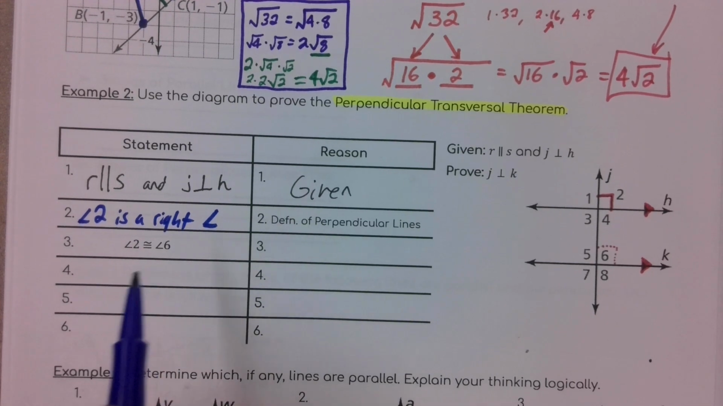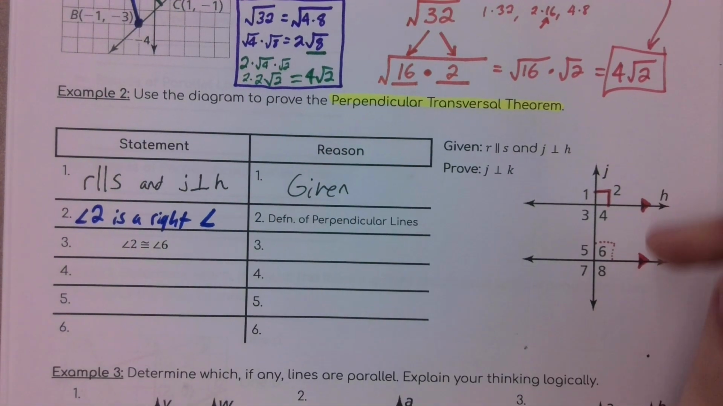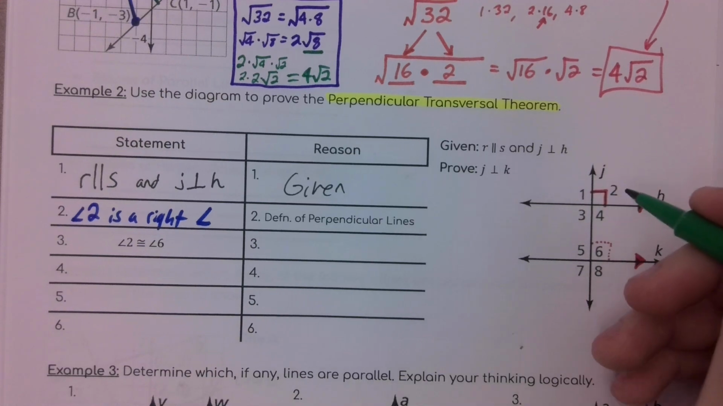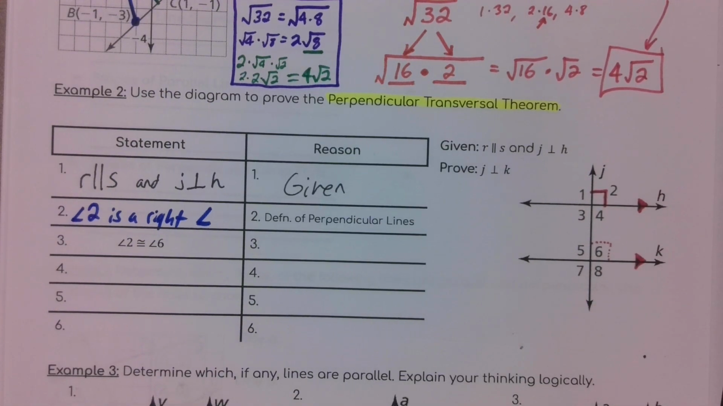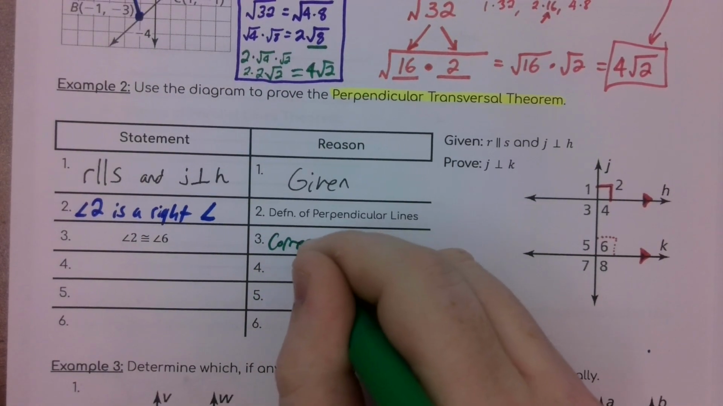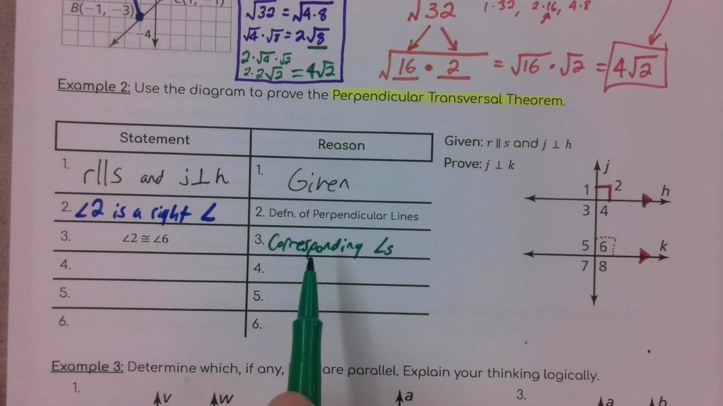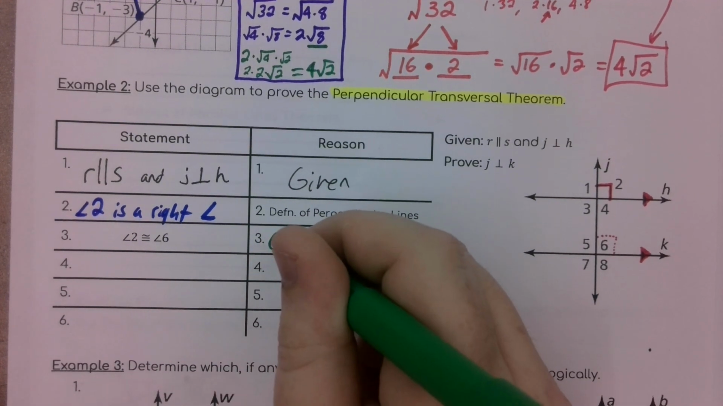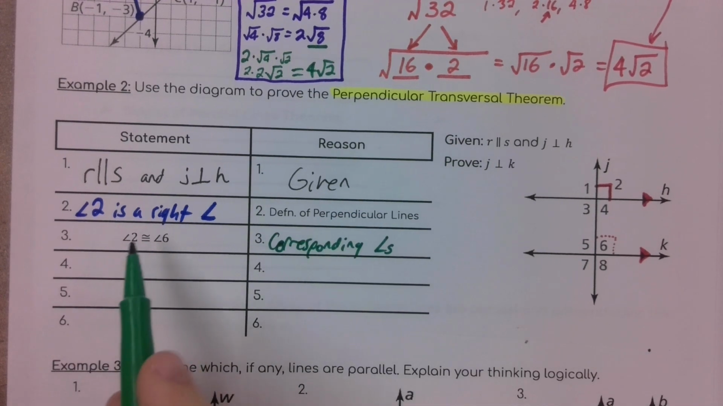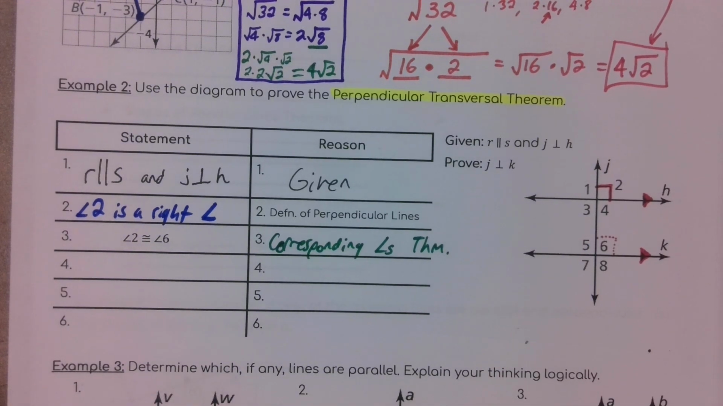We're also told that 2 is congruent to 6. Why would 2 have to be congruent to 6? Well, think less about the right angles and think about the parallel lines. You have two parallel lines cut by a transversal. How are 2 and 6 related? 2 and 6 are corresponding angles. So, this is the corresponding angles, but we have to decide if it's a theorem or the converse. In this case, since we're showing that two angles are congruent, that means we're using the theorem, the corresponding angles theorem.